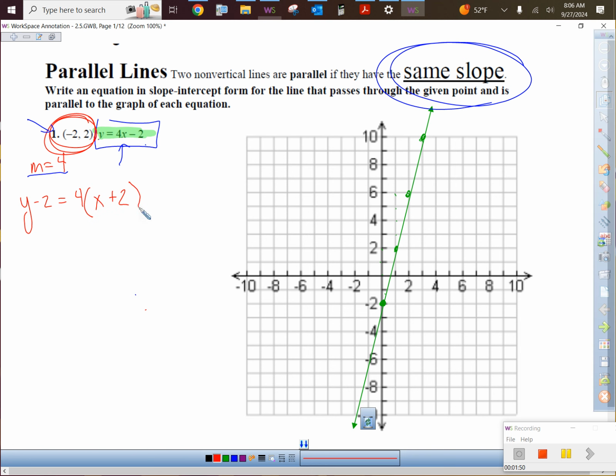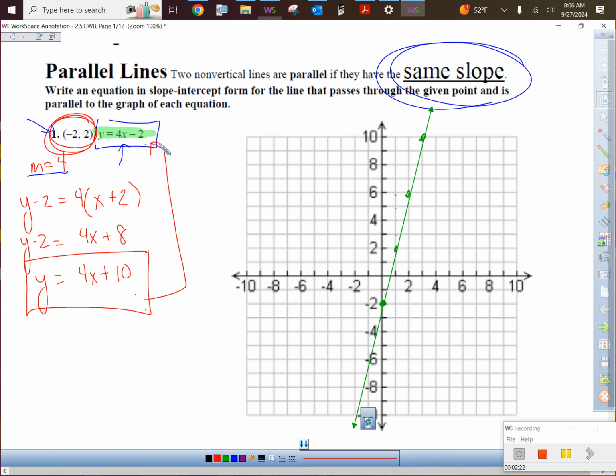So minus and minus became a plus. And what I'll always tell you is if they don't tell you what form to put the equation in, we'll always multiply it out and put it in slope-intercept form when we're all said and done. So let's distribute the 4. And then add the 2 over. And this is what we got. This red line in this box and this green line will be parallel to each other.